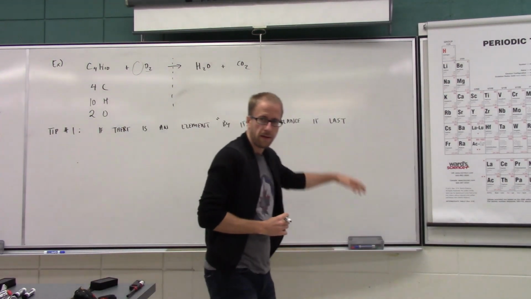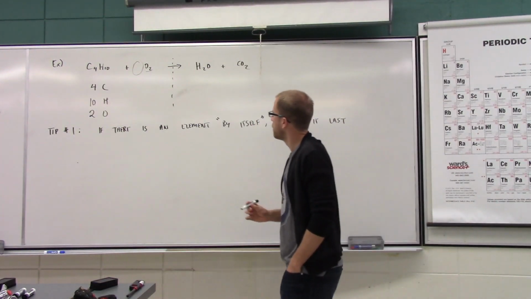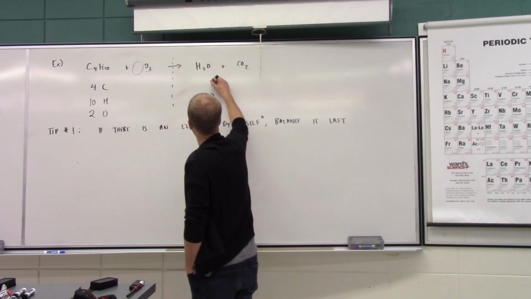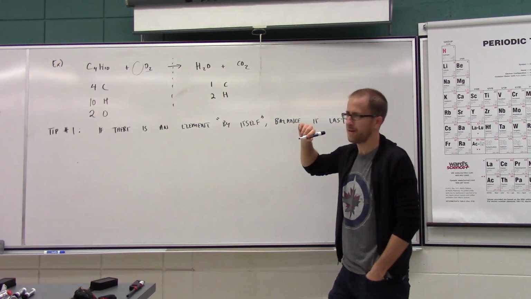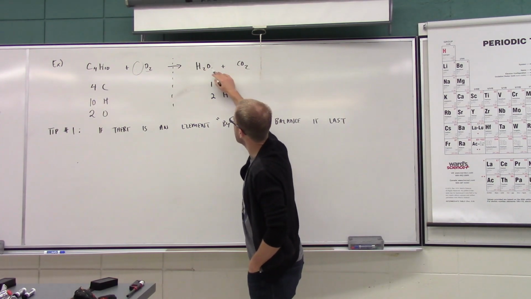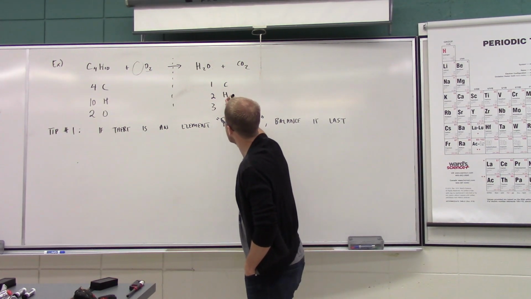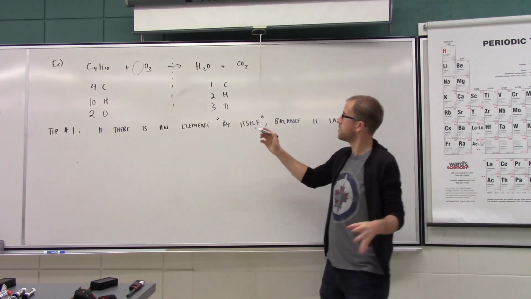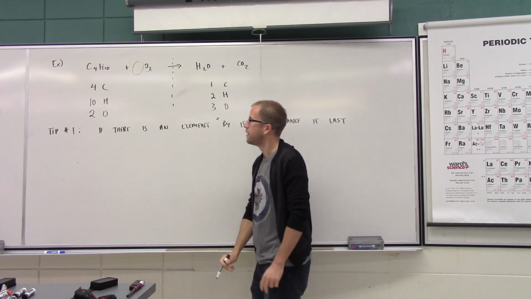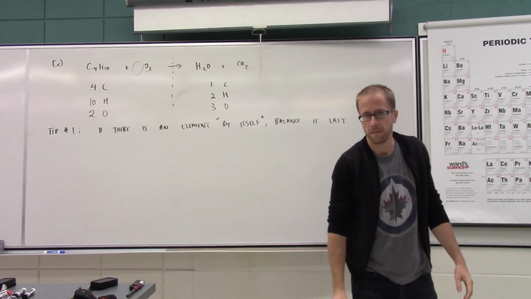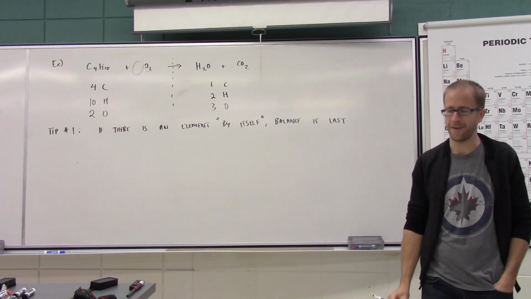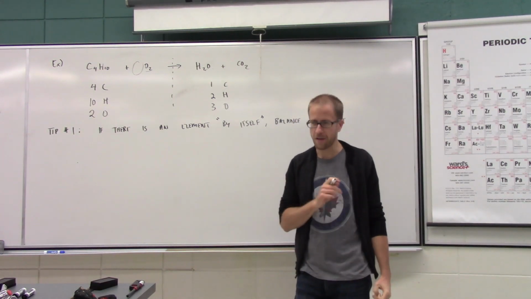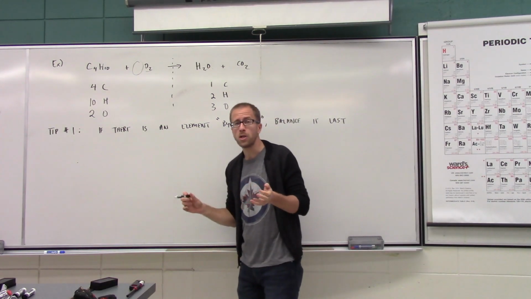On this side, how many hydrogens do I have? How many carbons? 1. And how many oxygens? You guys are good today. Yeah, we have 1, 2, 3 oxygens. So if you have an element that's repeated in your reactants or your products, you have to count the total number, right? So there's 1, 2, 3. So what is unbalanced here? Everything. Literally everything's unbalanced. But what should we balance last? Oxygen.